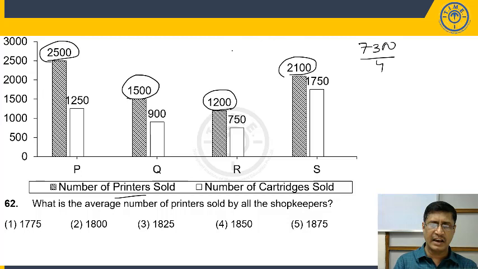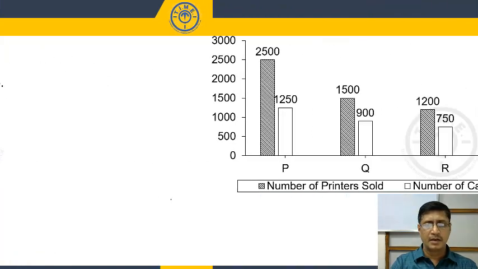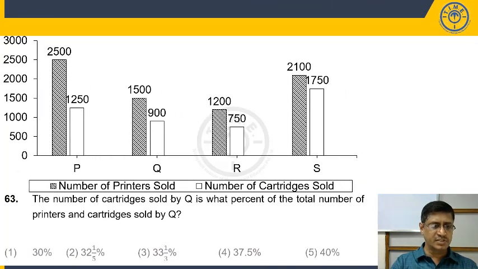My dear students, average means the sum of the observations divided by the number of observations. Now simplify this. You will get 1825. 4 into 7300, 100 means 25 times. So what is the right answer for this? It is option number 3. The third choice is the right answer. Now look at the next example on your screen.